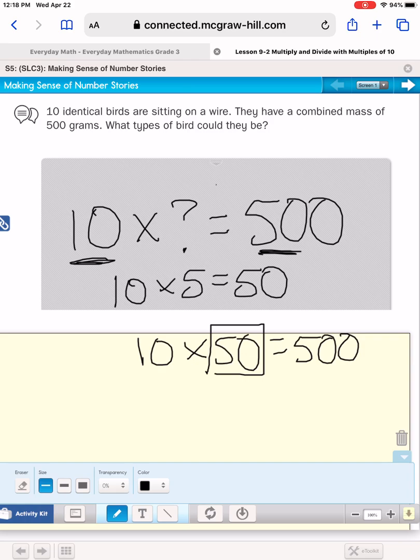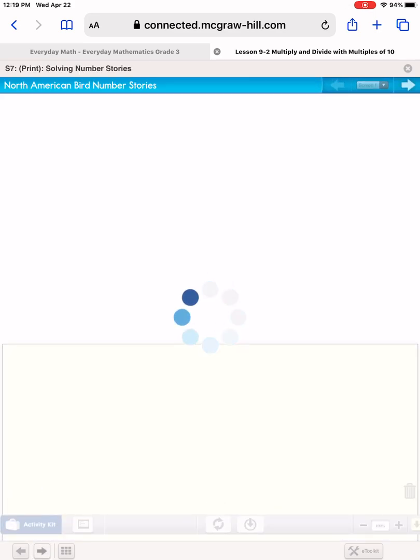Go ahead and look on your posters in your book. What birds could have a mass of about 50 grams? Yeah, there are 2 options. The northern cardinal could have a mass of about 50 grams, or the red-winged blackbird could also have a mass of about 50 grams.